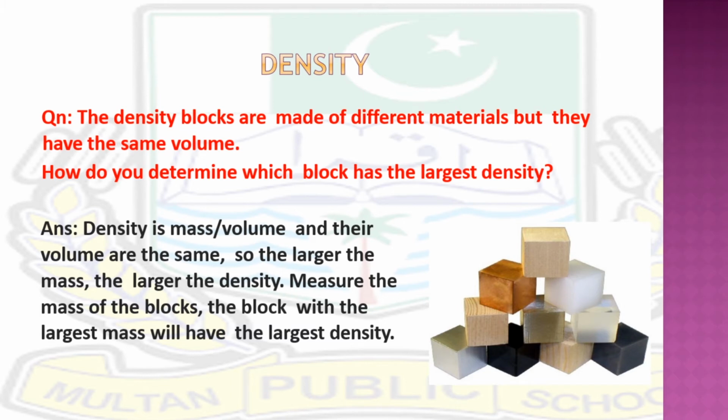Now, the density blocks are made of different materials, but they have the same volume. You can see in the picture. How do you determine which block has the largest density? The answer is that density is actually mass per volume, and their volumes are the same. So the larger the mass, the larger the density. So measure the mass of the blocks. The block with the largest mass will have the largest density.